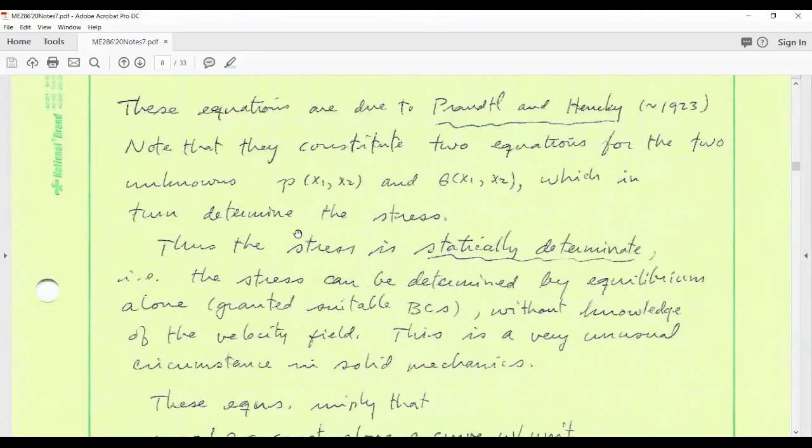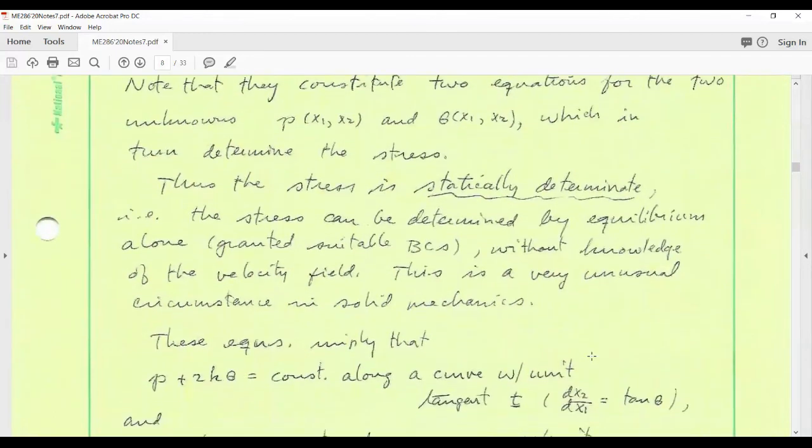So granted suitable boundary conditions, you can determine the stress without any knowledge whatsoever of the deformation or the flow. And that's a big surprise. It's a very unusual circumstance in solid mechanics. For example, in elasticity theory, that does not happen. In order to solve for an equilibrium stress field, you have to know the deformation.